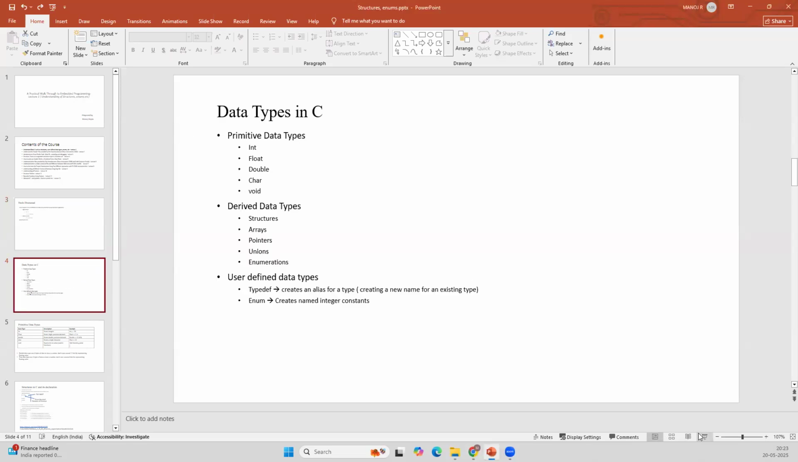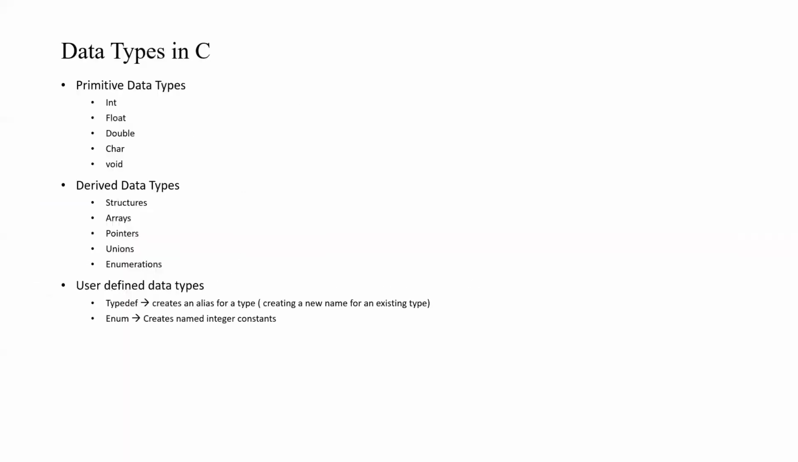So before going to the topics, let's try to lay down the foundation of this particular course. So there are basically data types in C. If you try to see, there are primitive data types. Primitive means something primary, or which is available from the starting.